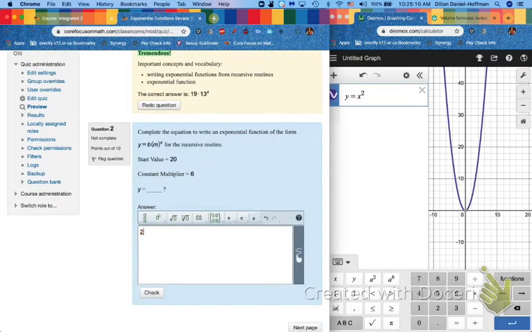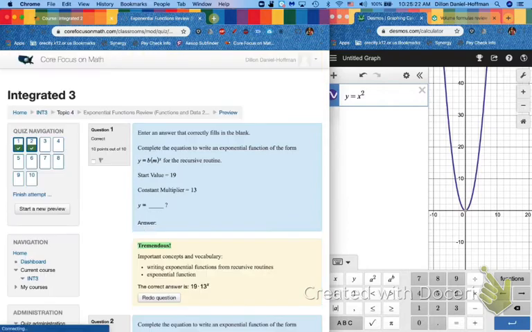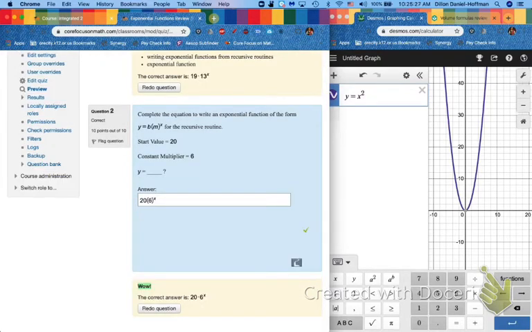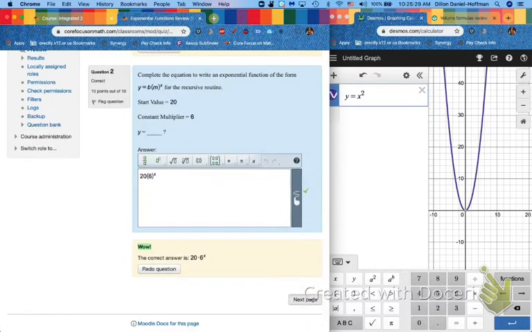Same thing with this one. Start value of 20, multiplier of 6, and we just put to the, notice what button I'm pressing, this one right here for the power, to the x power. You can also hit shift 6 anytime you want to get to the power. That's what I did in that Desmos calculator over there, is just shift 6 gets up to the power.